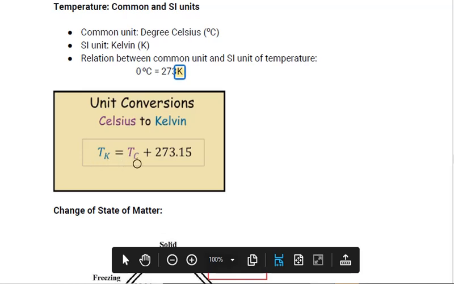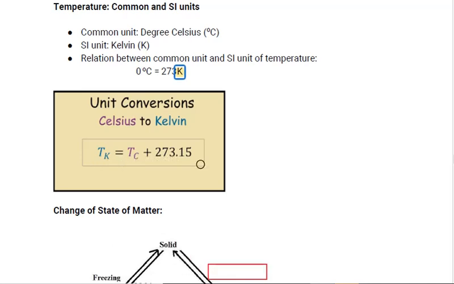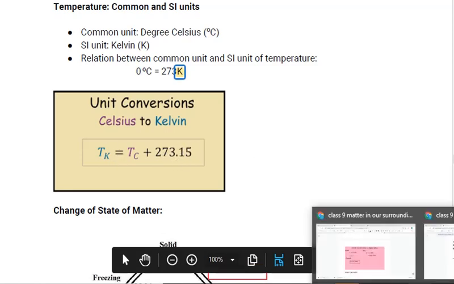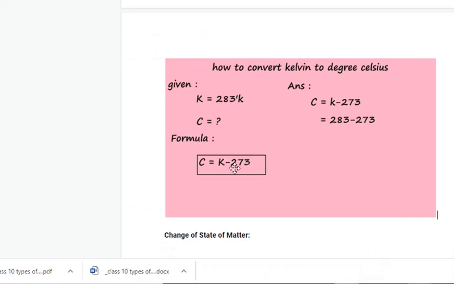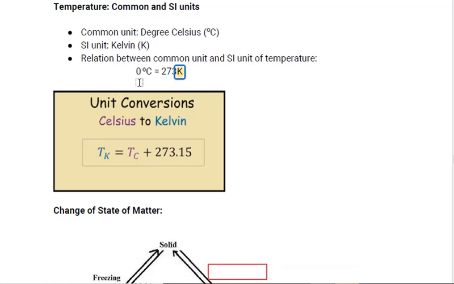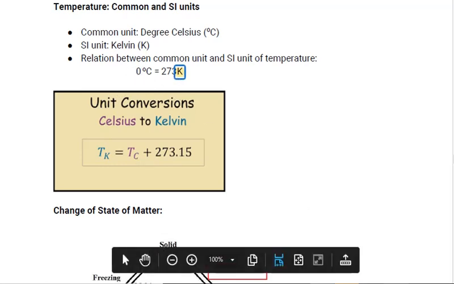Temperature in Kelvin is equal to temperature in centigrade plus 273.15. Sometimes in books the .15 is not written. You can write 273 only. But this data you can also get. In your question, the temperature is given in Kelvin, 283, and you have to convert it into Celsius. Just as we have seen, degree Celsius is equal to Kelvin minus 273. According to that we will convert this one.